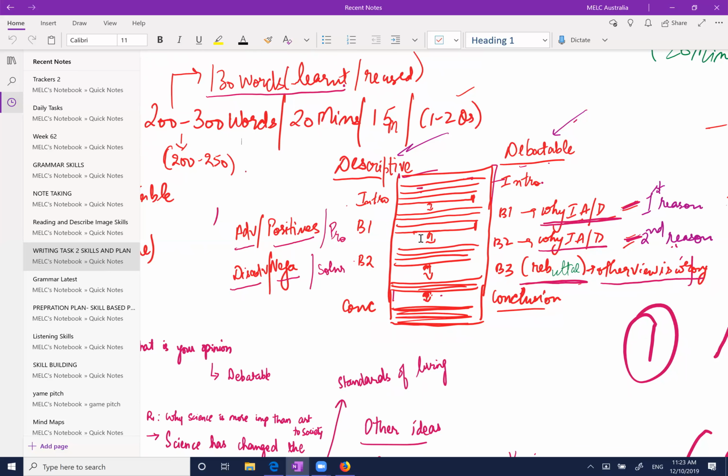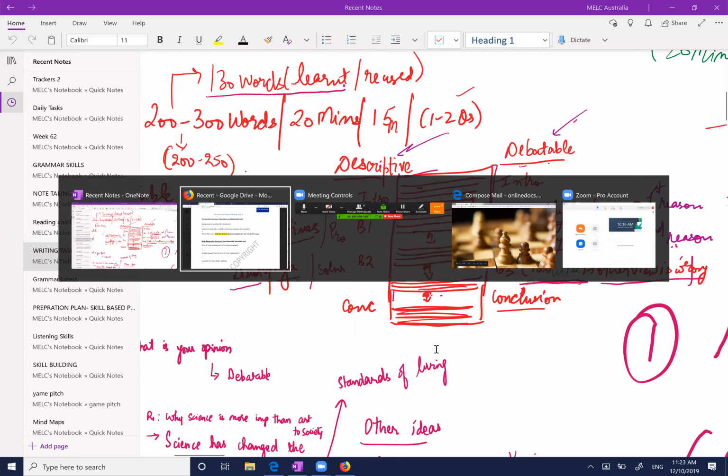So no exact limit, but overall what we have seen is 250 is a reasonable word limit in which you are able to express everything and not make more mistakes, because the more you write, the more the chances of mistakes. So this is how the structure of an essay looks: positive, negative, problem solution, descriptive essay, and then we have debatable: intro, body 1, body 2, body 3, and conclusion. Body 3 is a rebuttal paragraph. I'll show that to you in a minute. Does this make sense? Yes or no?